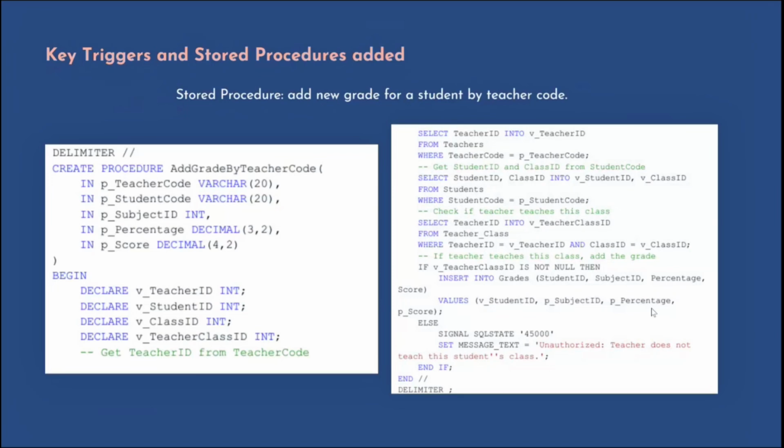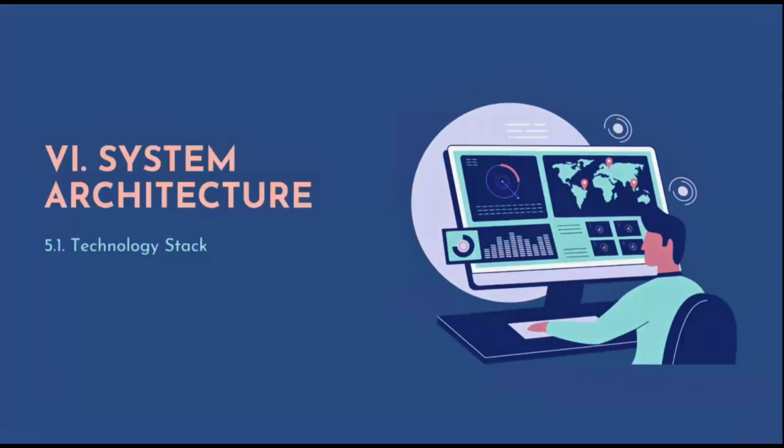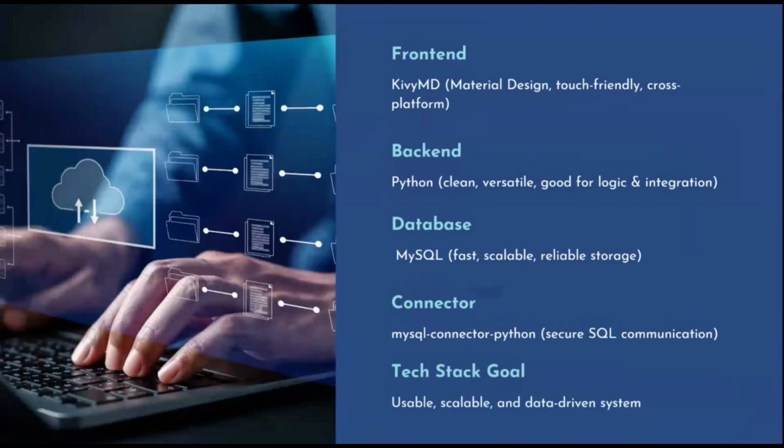We aim to create a clear, well-structured system that effectively manages user roles, academic results, and the relationship between classes, subjects, and teachers. Nguyen Mai Anh and I will continue to talk about the system architecture. The first one is about the technology stack. In our system, we use a modern, efficient stack to ensure a smooth user experience and reliable data management.